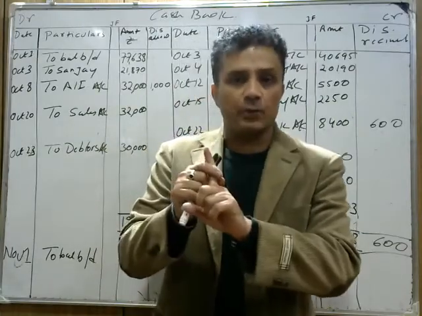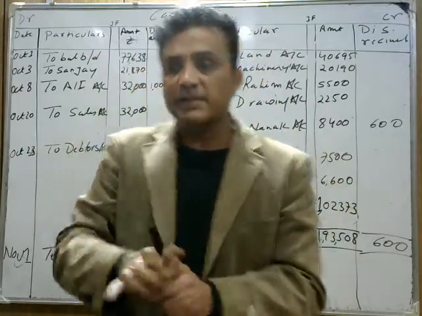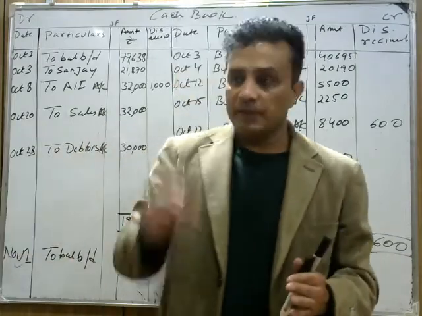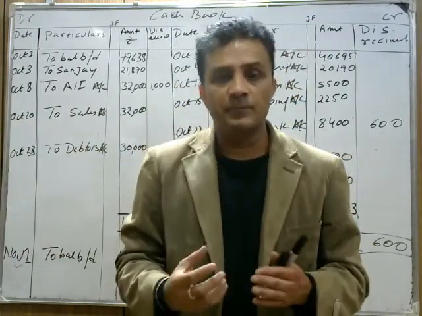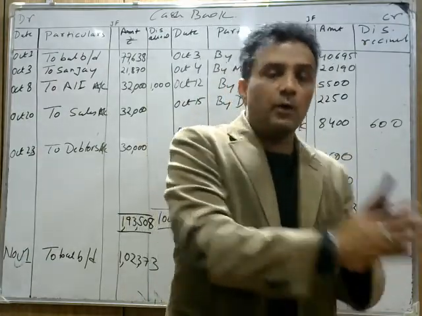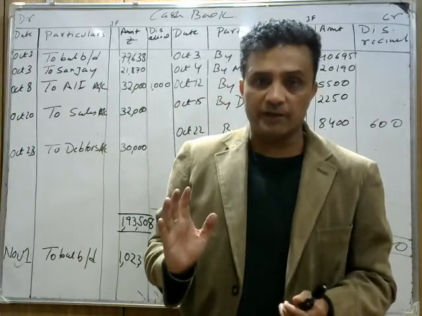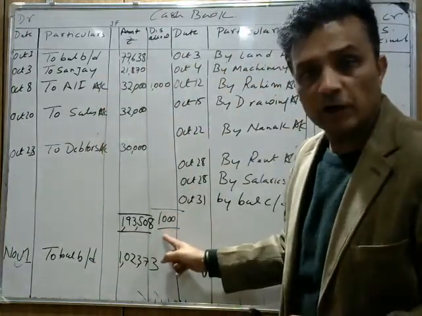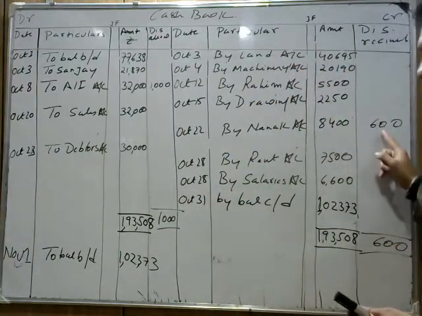The cash book is one account only, whether you pay or receive, but discount is not one account because discount received is a separate thing and discount allowed is a separate thing. Discount allowed is an expense. Discount received is income. So we maintain discount allowed and discount received in separate ledgers. We don't show them in one ledger. Here we write how much discount we gave in the month of October, 1,000, and how much discount we received, 600.